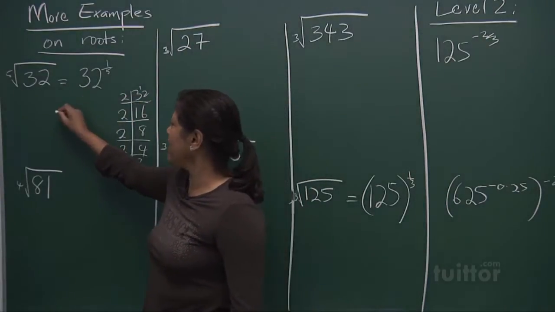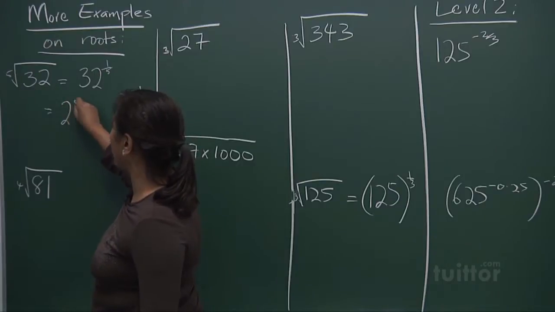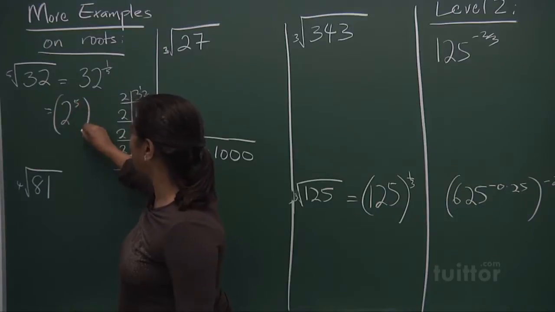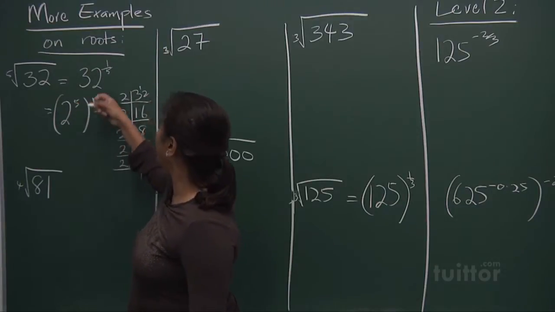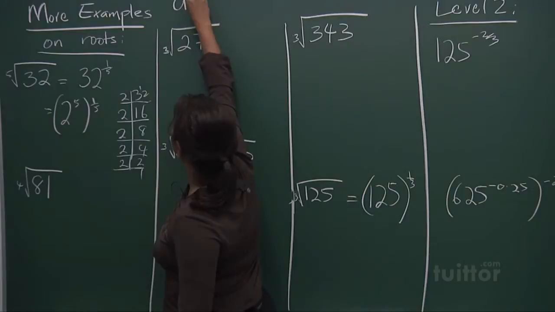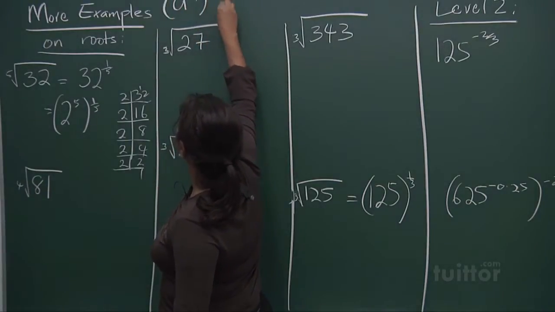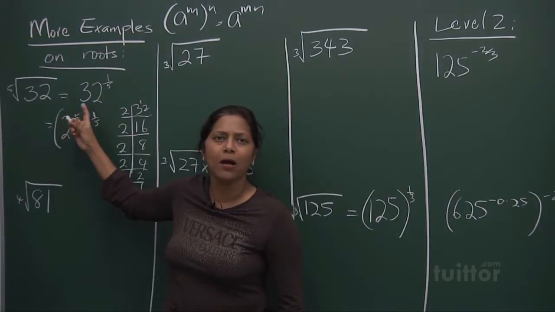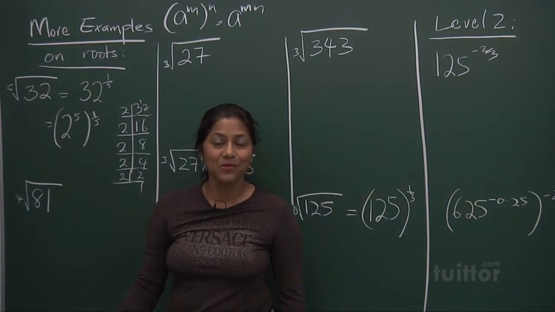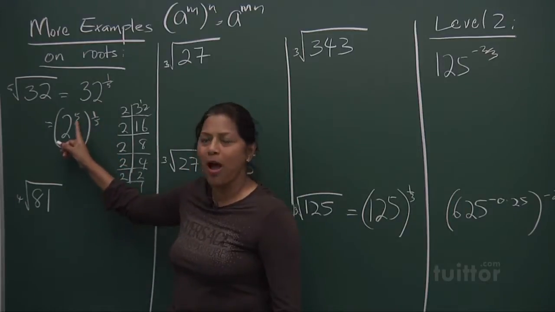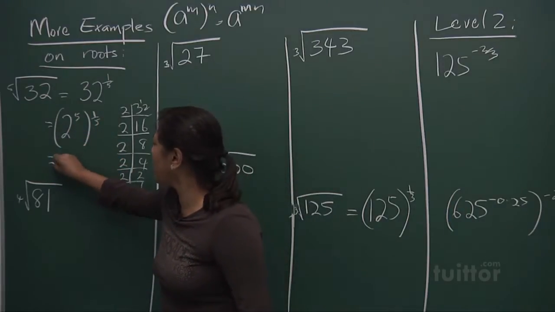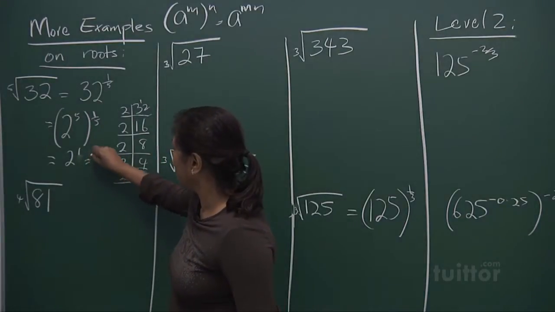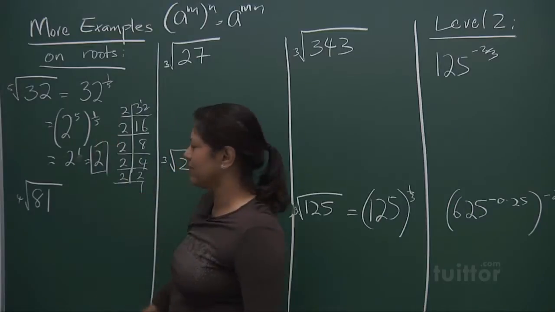Now fit that in: 32 is 2 to the power of 5, times the power of 1/5. As I said, a to the power m, to the power n. Do you remember that law? You get a to the power mn. 5 times 1/5, you get a 1. So 2 to the power 1, the answer is 2. So that's what you get.